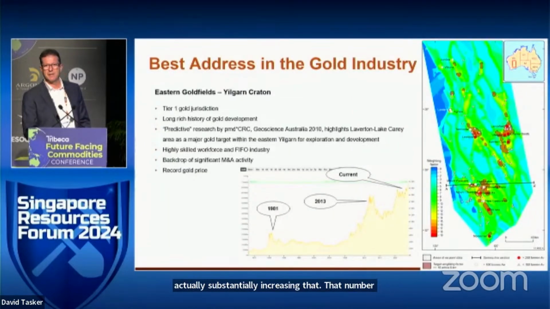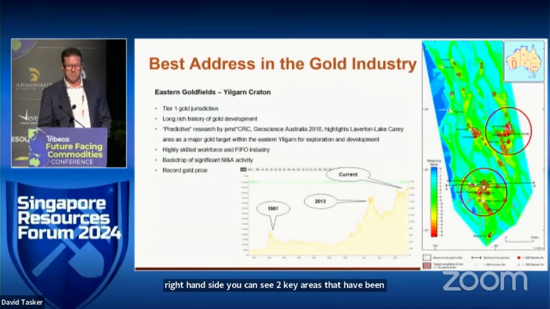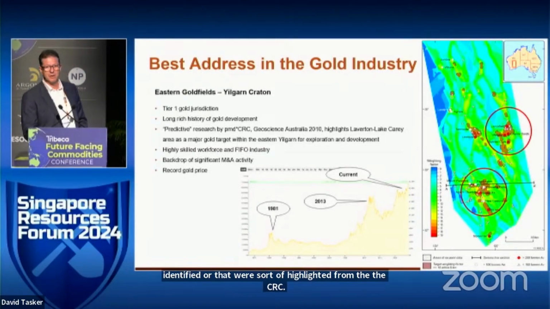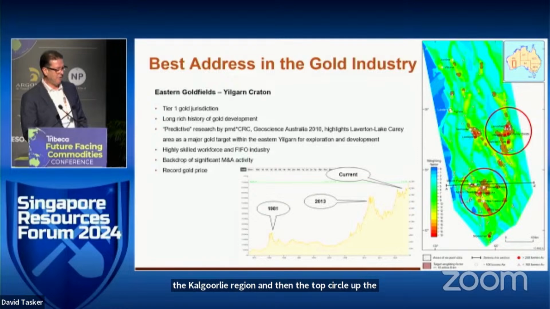Arguably one of the best addresses in the gold industry, the Yilgarn Craton, and then from there we're in the eastern part of the goldfields region, a Tier 1 jurisdiction. The mineral potential map there on the right-hand side, you can see 2 key areas that were highlighted from the CRC and Geoscience Australia work. The bottom circle there is the Kalgoorlie region, and then the top circle up the top there is the Laverton, Lake Carey region.